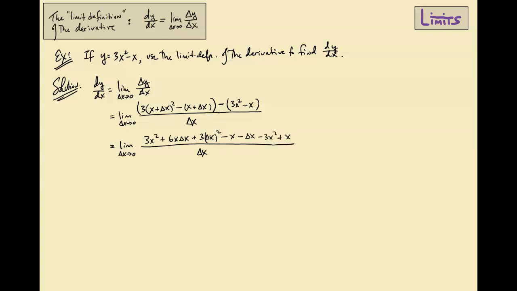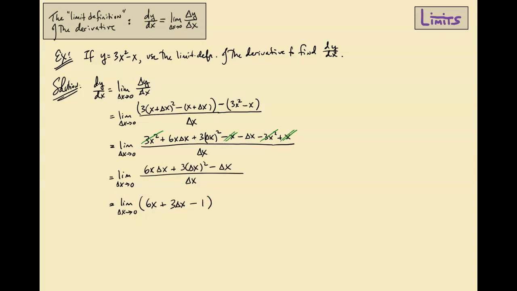We should get a lot of cancellation here, and we do. We have a 3x squared and a minus 3x squared. We have a minus x and a plus x. So what remains becomes 6x delta x plus 3 delta x squared minus delta x all over delta x. Well, I can factor a delta x out of the top and cancel it with this delta x on the bottom, leaving me with the limit as delta x goes to 0 of 6x plus 3 delta x minus 1.